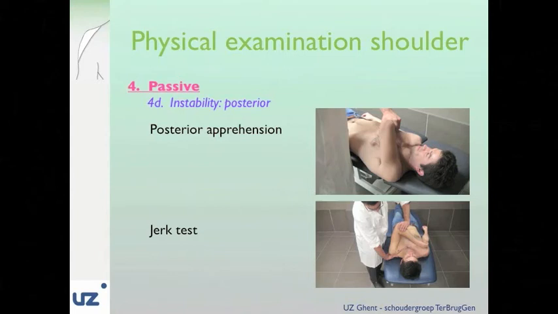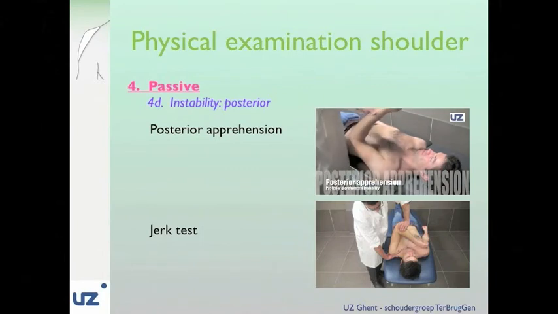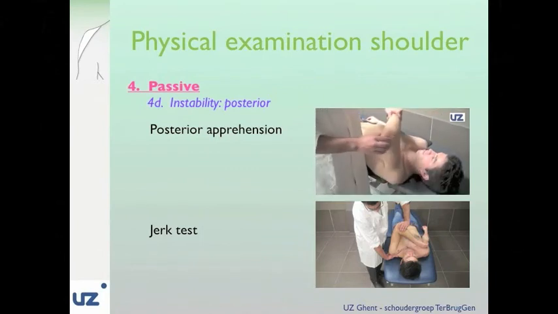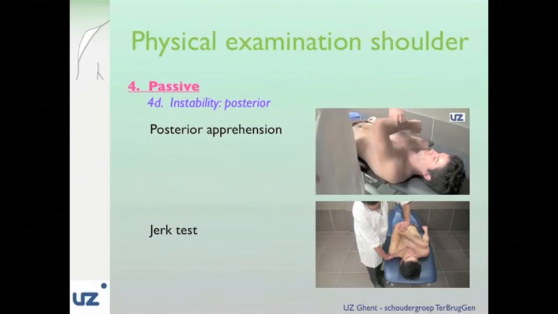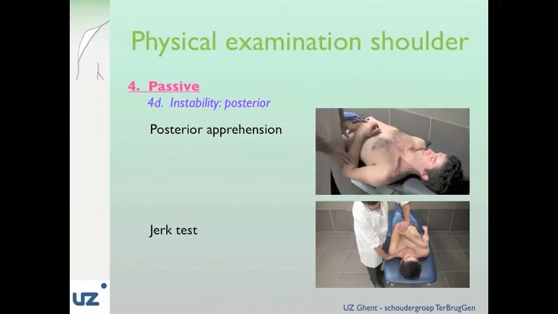Posterior instability can be checked with the posterior apprehension test. The arm is flexed and internally rotated. Maximal adduction of the arm is achieved and a posterior pressure on the elbow is given. This test is positive if the patient has apprehension.